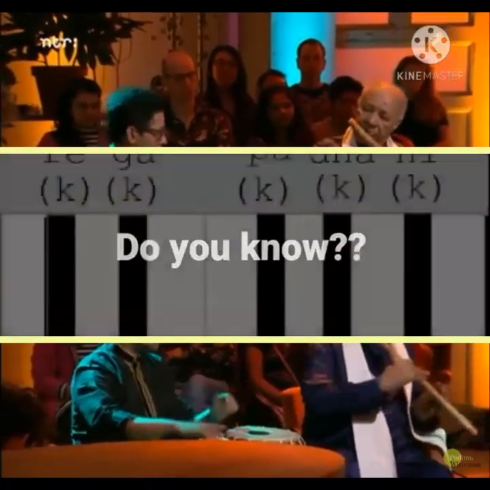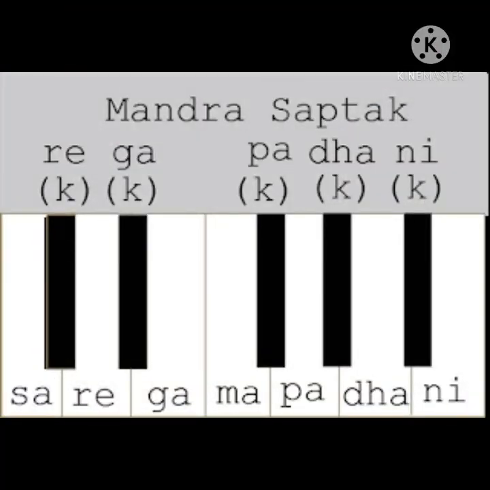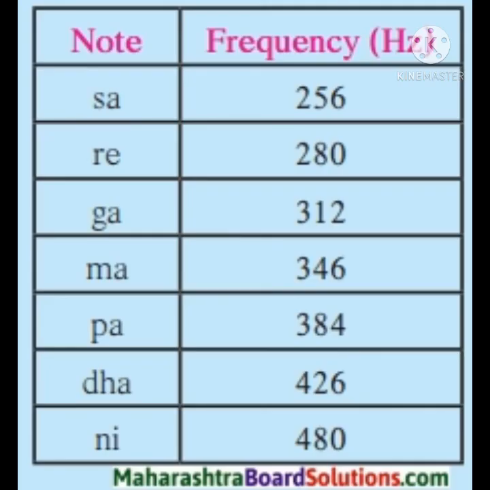Students, we know that there is a relation between frequency of wave and sound. But do you know what are the frequency of musical notes sa re ga ma pa dha ni sa, which are in the Madhya Saptak? Let us see it. Frequency of musical note Sa is 256 Hz. Re is 280, Ga is 312, Ma is 346, Pa is 384, Dha is 426 and the Ni is 480 Hz.